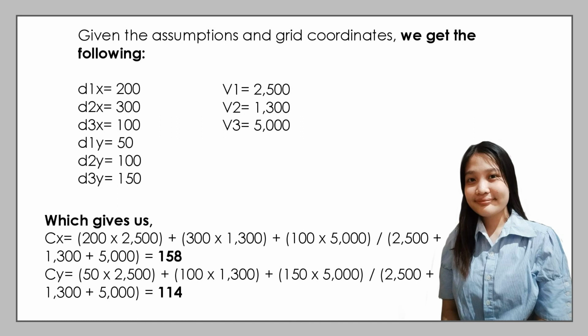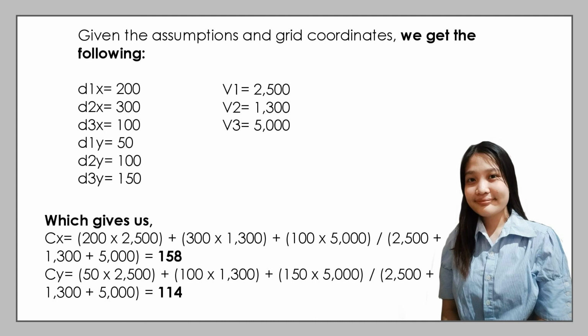And then, kukunin po natin yung total niya. Kapag nakuha na po natin, i-divide po natin siya sa total naman ng volume po ng tatlong existing facilities. Yung 2,500, 1,300, and yung 5,000. Makukuha po natin yung value ng x as 158. Same lamang po sa pagkuha po ng value ng y.